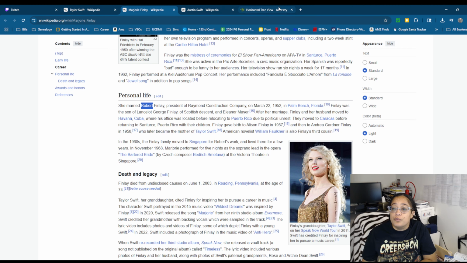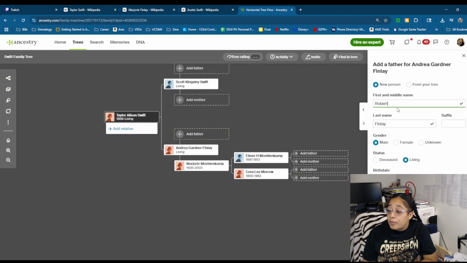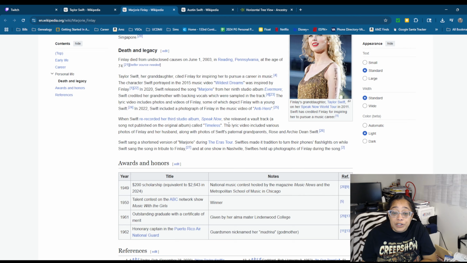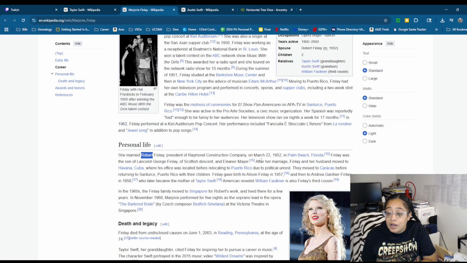Okay, great. So we go back up here and we say, okay, Robert Finlay, okay, and then do we have any information about a death? We do not, so I don't know if he has passed yet, but this is great information.